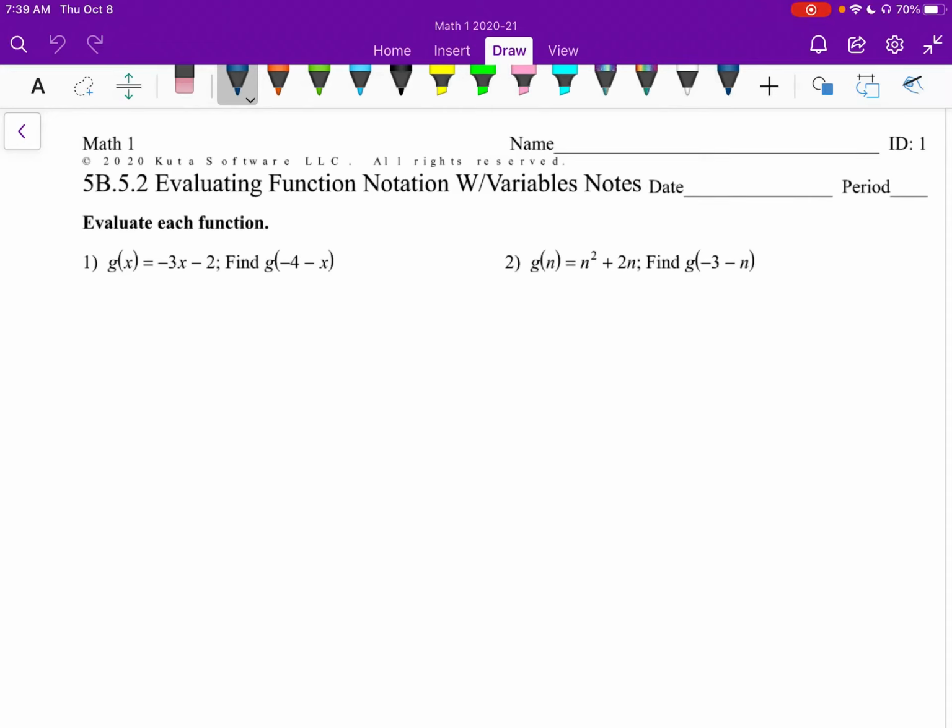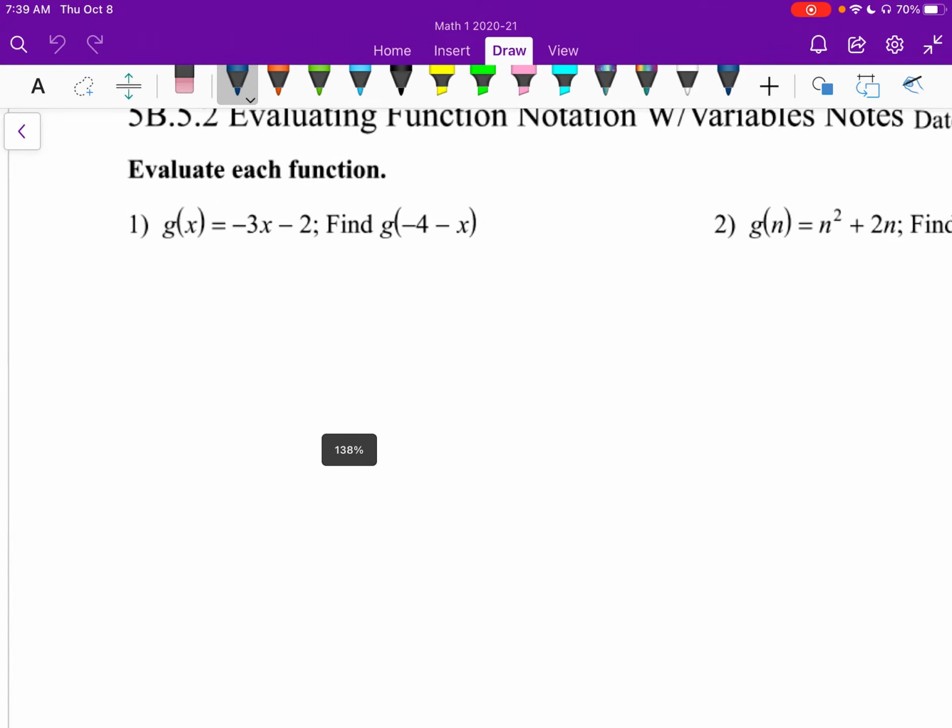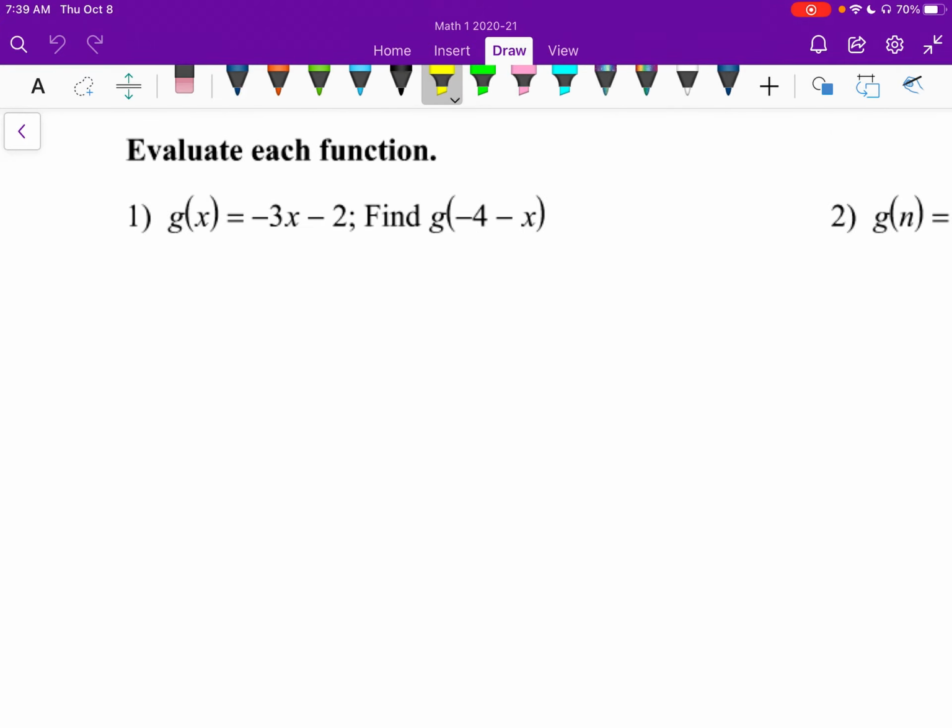Alrighty, Math 1, Unit 5, Section 2.2, Evaluating Function Notation with Variables. So we're going to be building this off of the last section, only this time it's going to be a little bit different. We're going to have more interesting stuff getting plugged in.